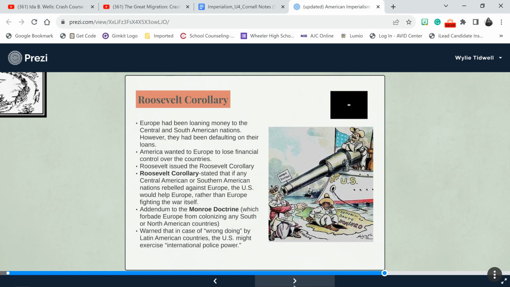The Roosevelt Corollary basically says that if any Central American or South American nation rebelled against Europe, the United States would help Europe rather than Europe fighting the war itself. In other words, not only are we saying stay out of here because of the Monroe Doctrine, but if you got a problem, we'll fight for you, and you stay out of here. Do y'all see a problem with that, though? Because if we're fighting for you, who are we really fighting for? Ourselves. It's just history, y'all. That's what it was, an extension of the Monroe Doctrine saying, Europe, you got problems, we will fight for you. You just totally stay out of here.